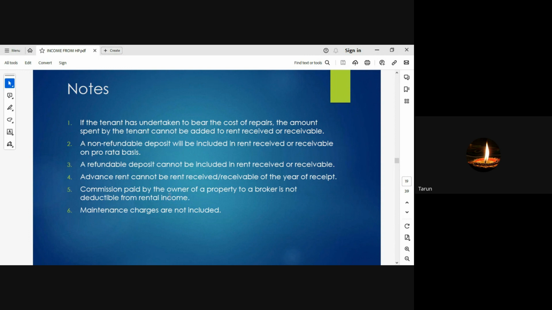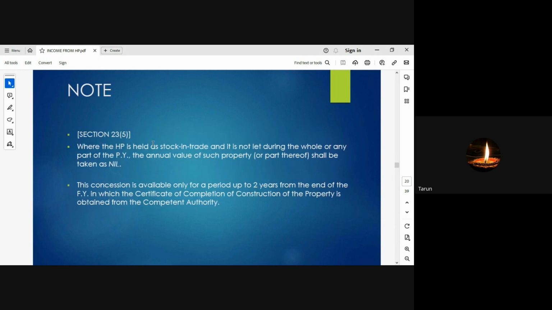Right, so these are the notes given for you. Just go through these notes, it's very easy. They cover whether amounts, deposits, charges or commission paid by the tenant are included or not while calculating the income from house property. Go through these once after we wind up the session, when I share the slides with you. So let's go through the notes.